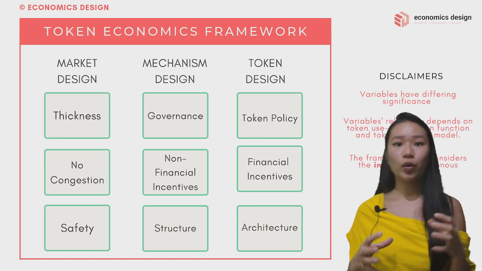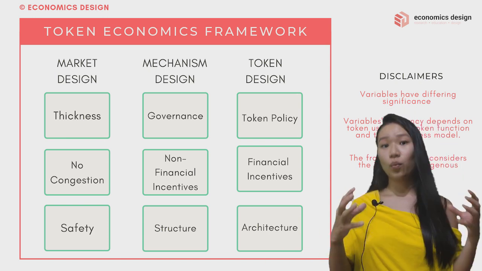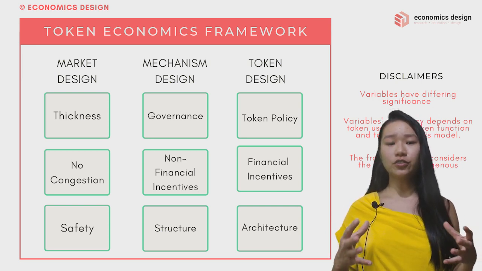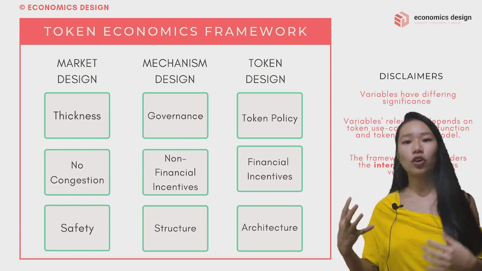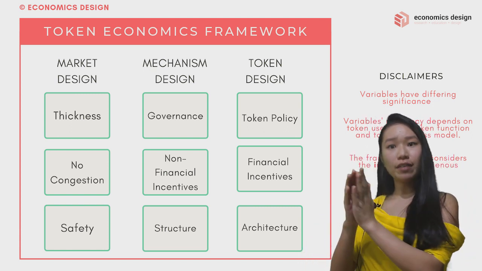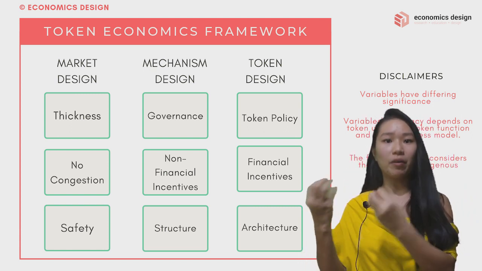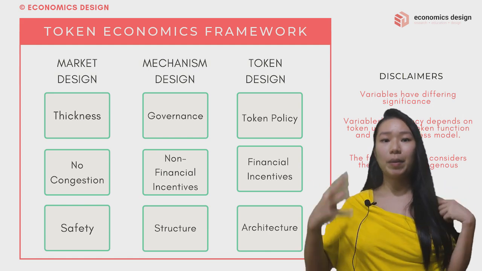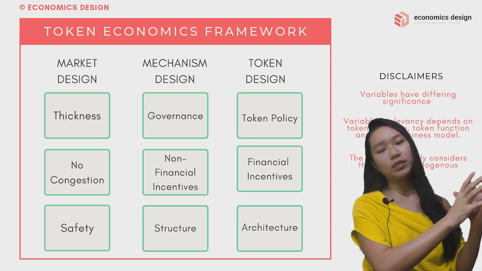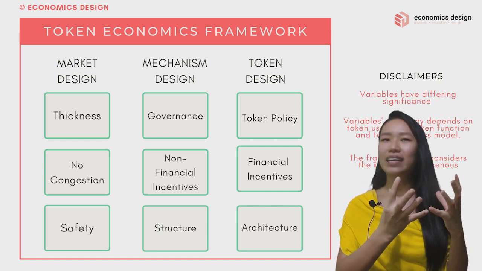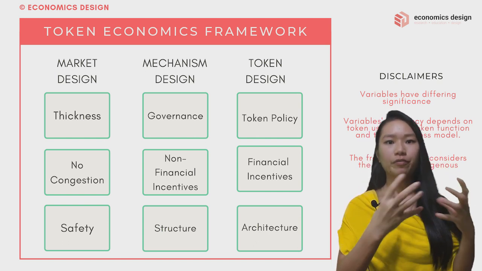Now, the second variable will be the non-financial incentives. Why non-financial incentives and not just incentives? Because in the token design itself, we have financial incentives. Tokens are the incentive itself, and they usually have a financial angle because we're talking about value, and one of the easiest ways people understand value is monetary value, hence financial incentive. Whereas for mechanism design, we're just looking at a more basic understanding of non-financial incentives.